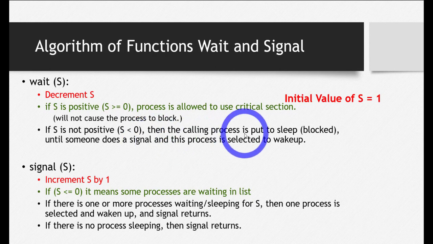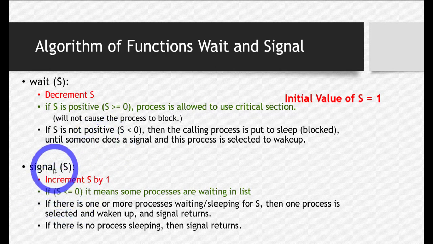Until then, this process is blocked, and after some other process calls the signal function, this process is selected to wake. Now, if you haven't understood this last line, this line until someone does a signal, ignore it for now and let's understand this signal function. After understanding it, you will understand this line better.